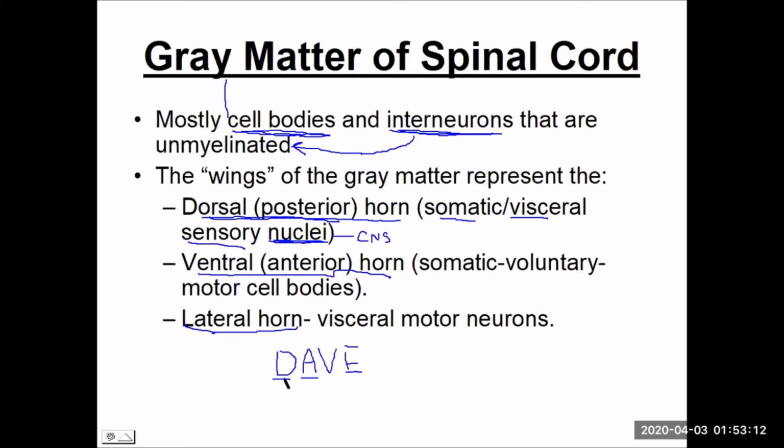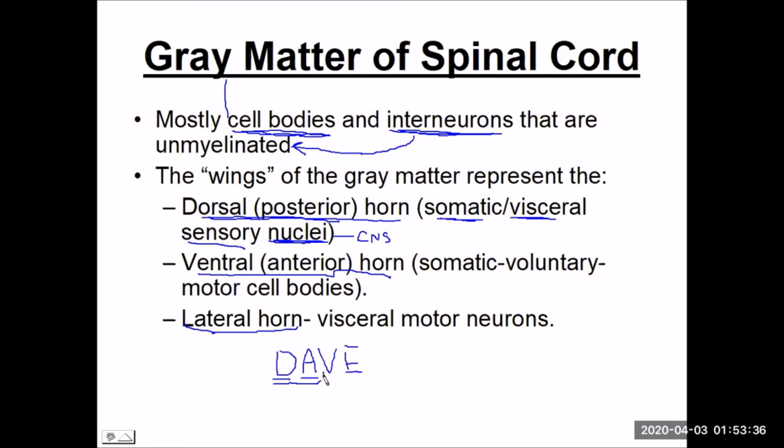And as we said earlier, the dorsal portion of the spinal cord has afferent function, and we're just spelling out specifically the cell bodies of somatic sensory neurons and visceral sensory neurons. Both sensory functions, both afferent functions, have their cell bodies clustered in that dorsal gray horn.